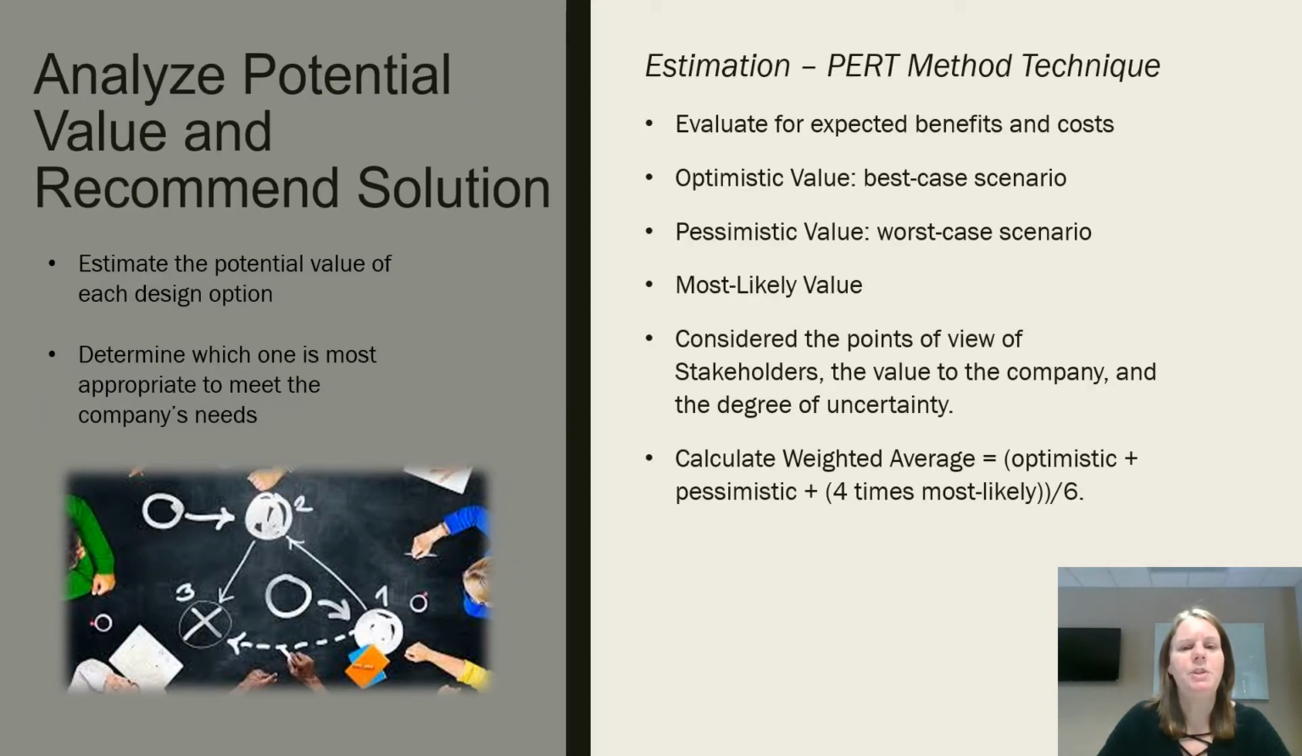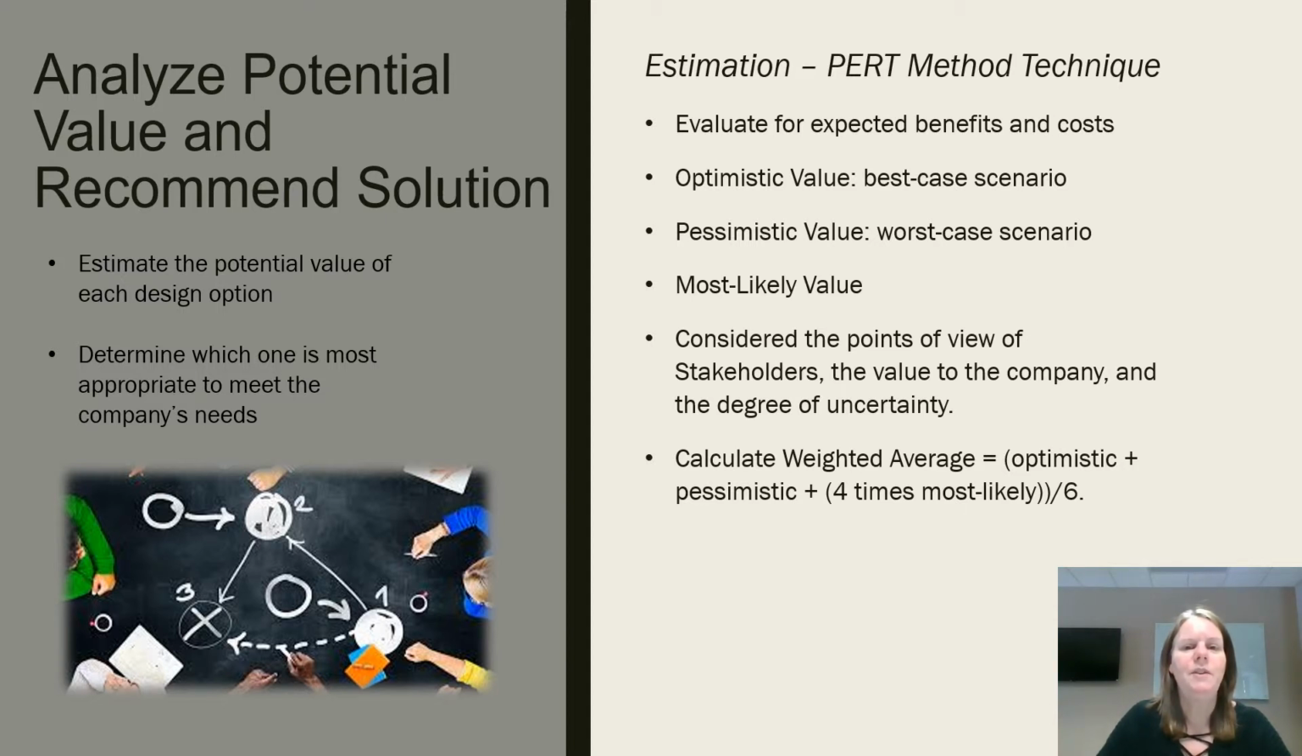The purpose of the Analyze Potential Value and Recommend Solution task was to estimate the potential value of each design option and determine which one is most appropriate to meet the customer's needs, the company's needs. The stakeholders evaluated each option for expected benefits and costs. The benefits considered for this project included being competitive in the marketplace, improved quality of life for customers, improved customer experience, reduced risk, and improved quality of the products. The expected costs included the timeline, operating costs, purchase of material, and employee labor.